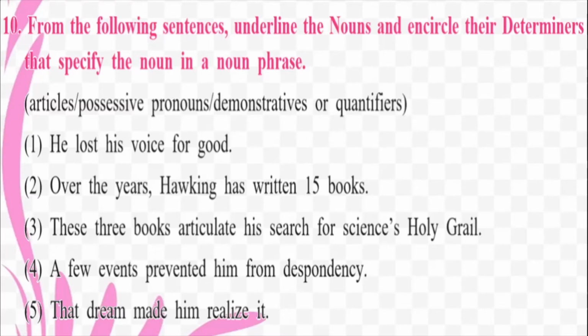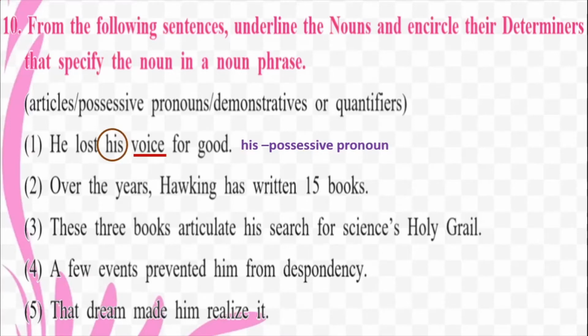What is the first thing that you will do? You will underline the noun here and then you will encircle the determiner. What is the noun in the sentence? It is voice. He lost his voice for good. Then let us encircle the determiner here: his voice. Now which category of determiners will this his come under? Yes, his will come as a possessive. So it is a possessive pronoun here, and it is a determiner as well. In this sentence, voice is the noun and his, which precedes the voice, is the determiner, which is a possessive pronoun.